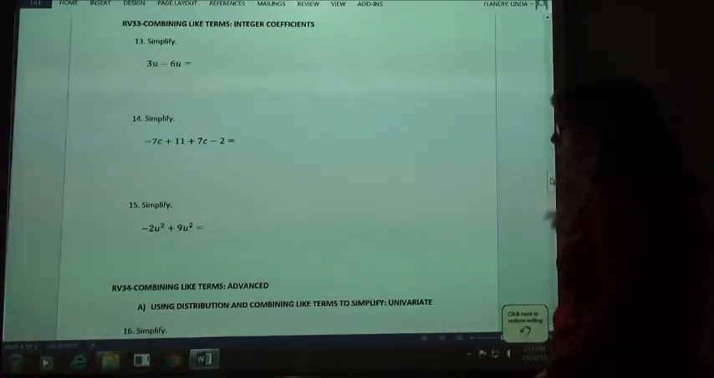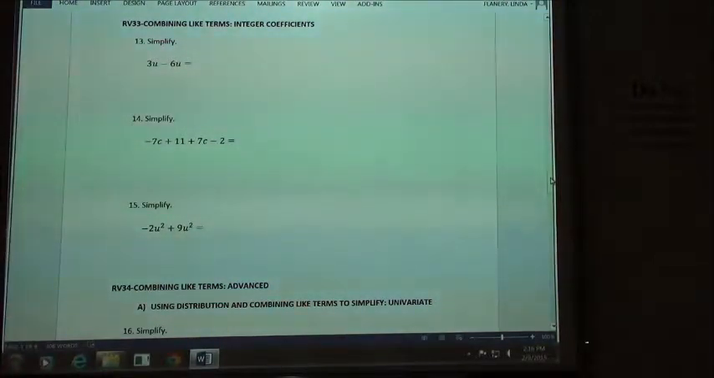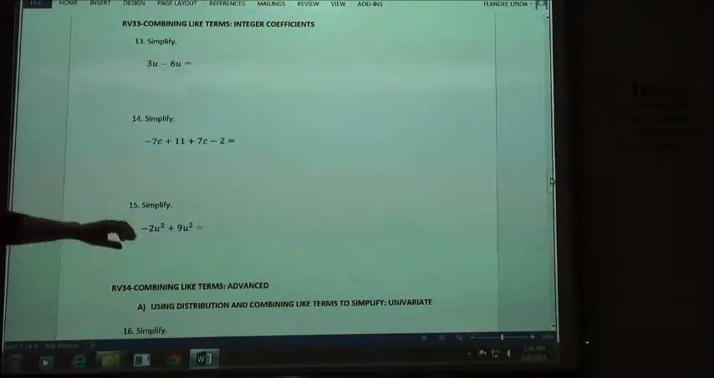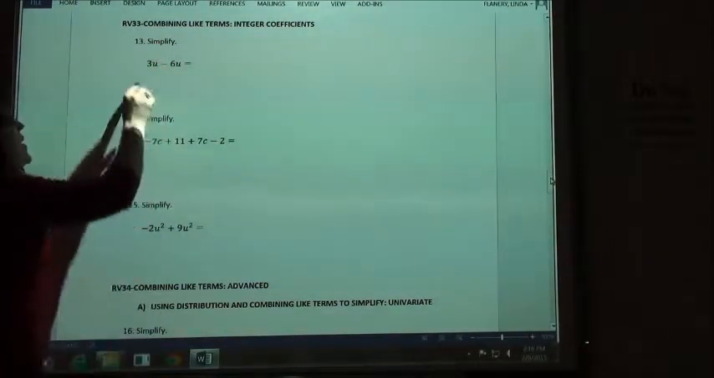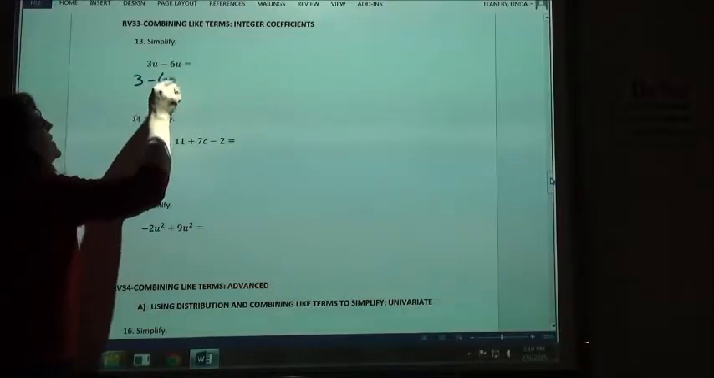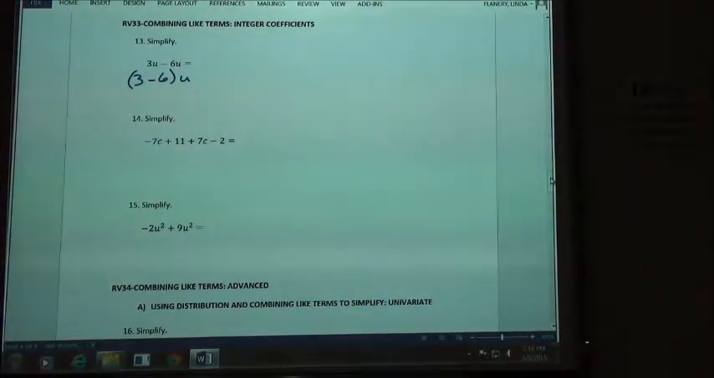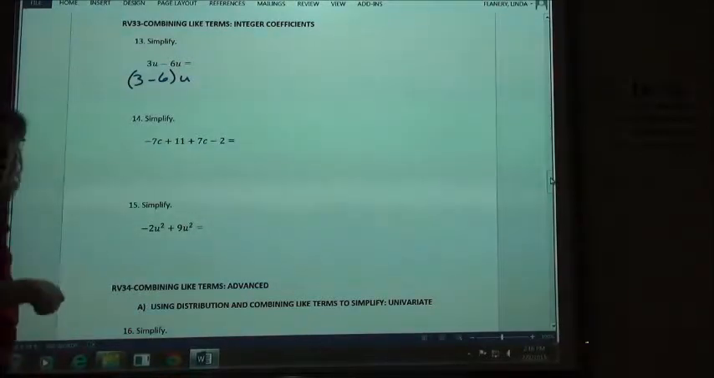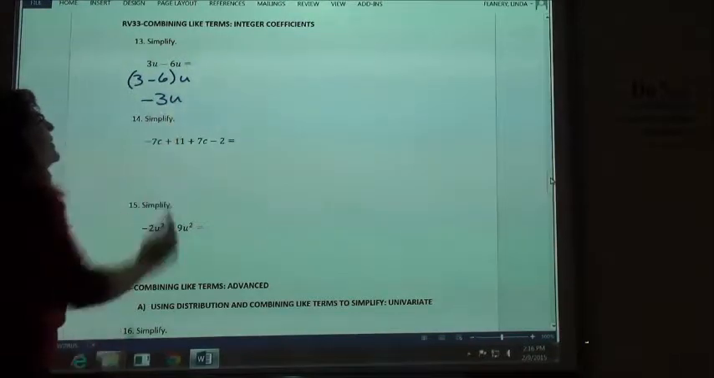The next ones, 13, 14, 15, we're combining like terms. When you combine like terms, you're just adding and subtracting the front numbers, the coefficients. And so in this case, if I'm taking 3u's and I minus 6u's, I'm taking 3 minus 6, and we're thinking of the u like the label. If I have 3 oranges minus 6 oranges, I'd be 3 oranges in the hole, because 3 minus 6 is negative 3, and my label is u.